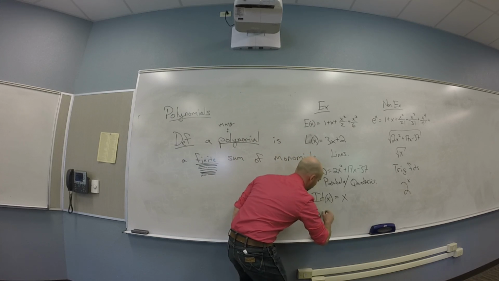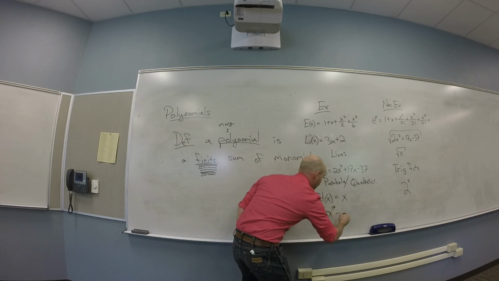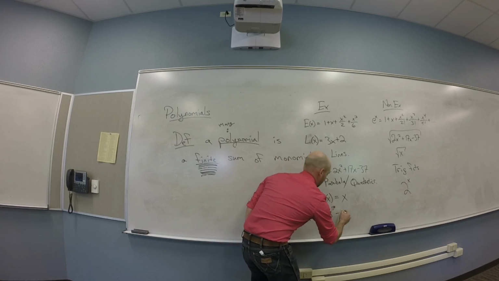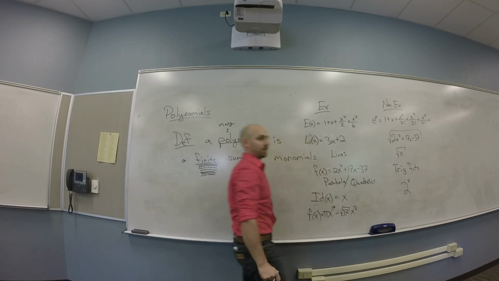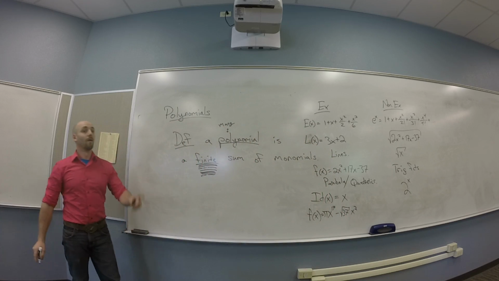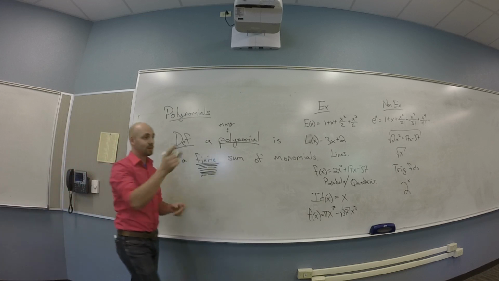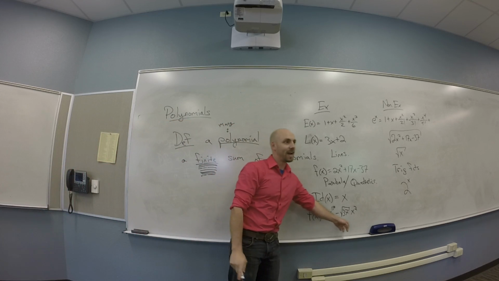Say f of x is pi x to the 17th minus the square root of 37 x squared. Square root of 37 is the number. Keep in mind, the numbers are allowed to have square roots in them. It's just the x's that aren't.